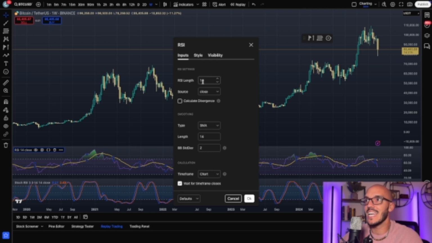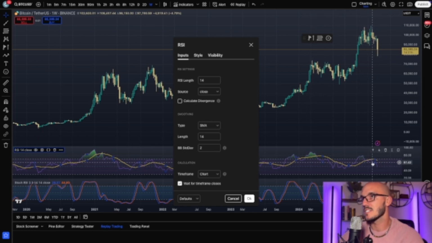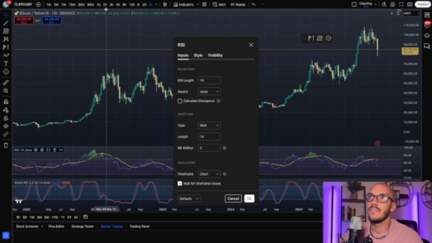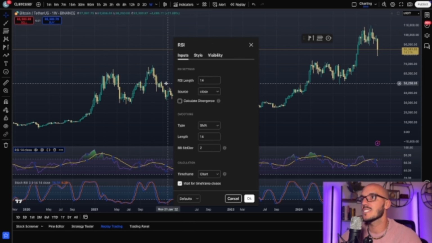The RSI length is 14. What that means is that the information being displayed on the RSI indicator is derived from the last 14 pieces of data, depending on which time frame you are looking at. We're on the weekly time frame right here, so it's gathering information from the last 14 weekly candles, okay? And then it's taking all that information, putting it into its formula, and giving you the output on the RSI, which is what is being displayed to you. That corresponds to what time frame you're looking at. So if you're on the daily time frame, it's going to give you the last 14 days. If you're on the 1 hour time frame, it's going to give you the last 14 hours.